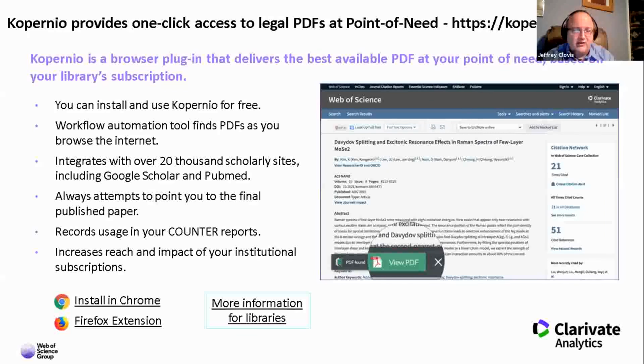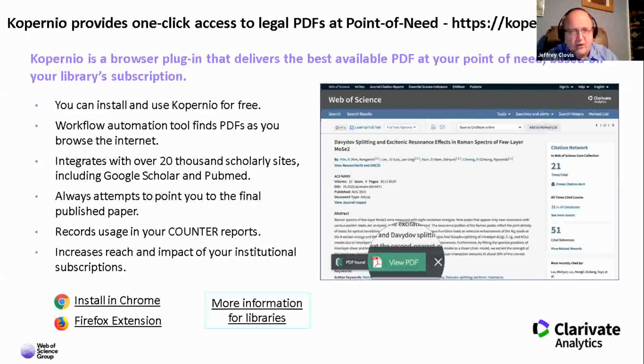Now, Copernio, there's a URL, copernio.com, or you can go to our website and find it there. You can sign up for this. This is free of charge for everyone. It's a browser plugin that delivers at point of need legal full text. It defaults to your library subscriptions or your university subscriptions. If it does not find the title there, then it goes out and looks for a legal open access version of that article.